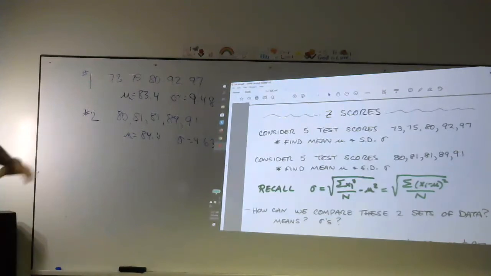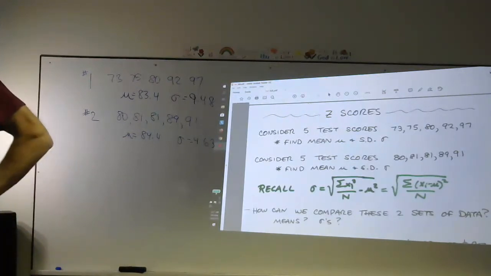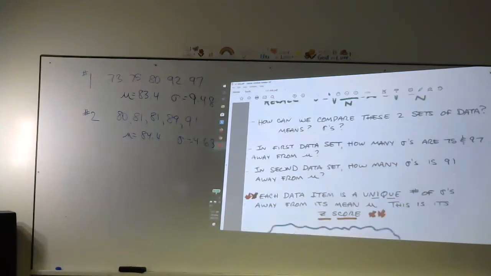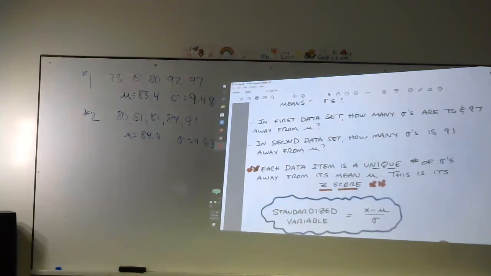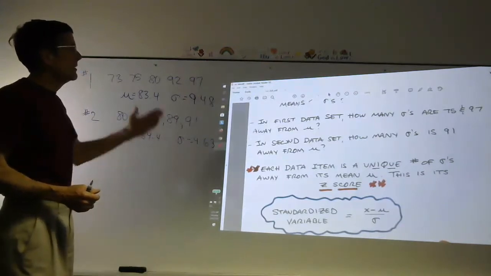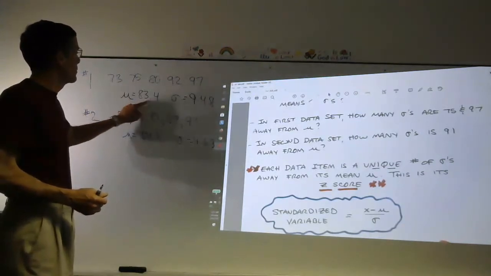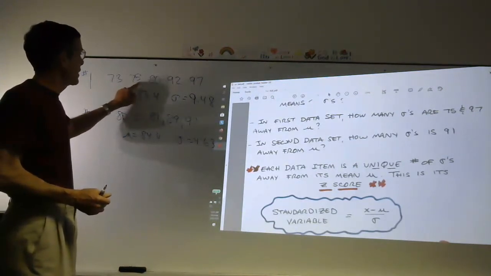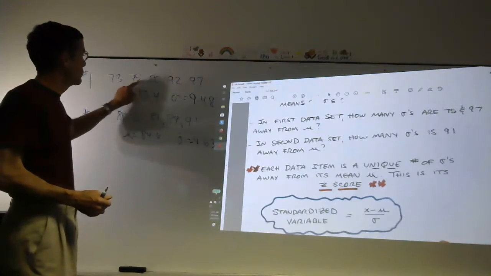So how can we compare them? That's going to be a problem. Data for weight and height and all those kinds of things is always different. How can you compare them? Well, what we could do is talk about how many standard deviations the numbers are away from their mean. For instance, in the first data set, how many standard deviations is 75 away from this mean? I can find the total distance of these two.